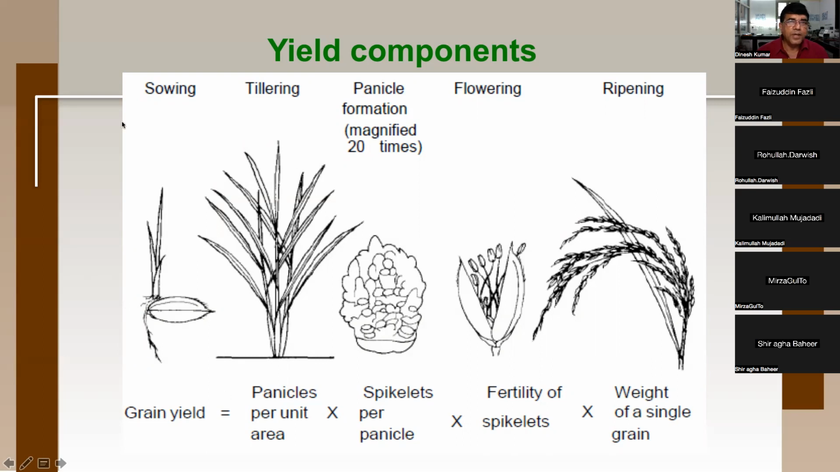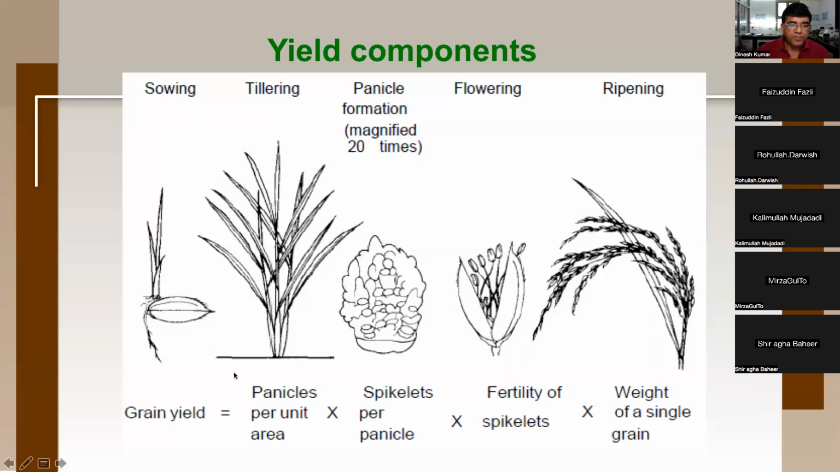Now you see a sowing. We start with the sowing. How can this grain yield be manipulated? Grain yield can be increased. So from the very beginning, we need to take care of the plant, we need to take care of the crop.